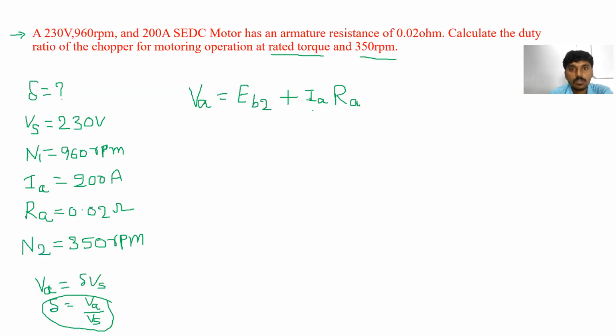Okay, EB2 plus IA RA. Here we know the armature current, 200, and the armature resistance, 0.02 ohms, but we don't know the value of EB2. So how can we find out EB2? We know the ratio of back EMF: EB2 upon by EB1 is equal to N2 upon by N1. Is it right? We have solved a number of numericals on this formula.